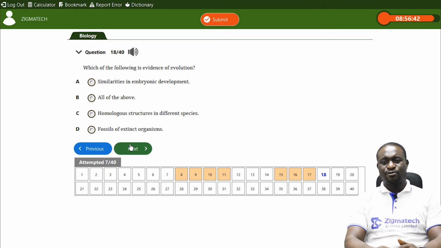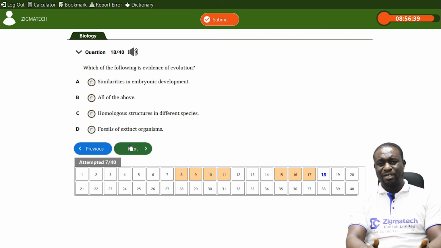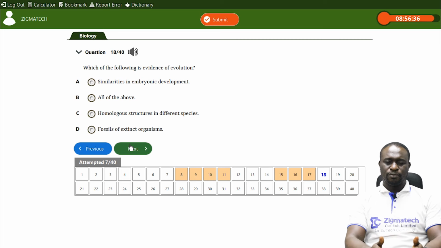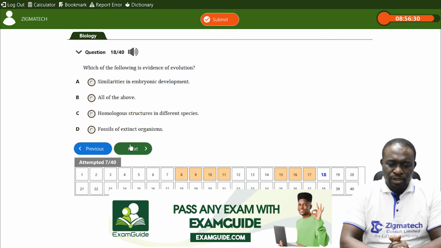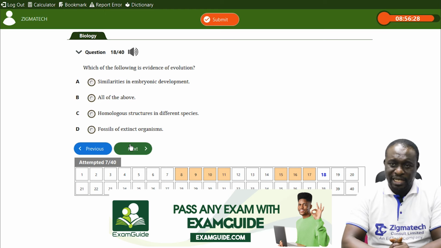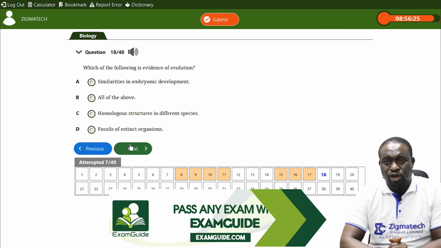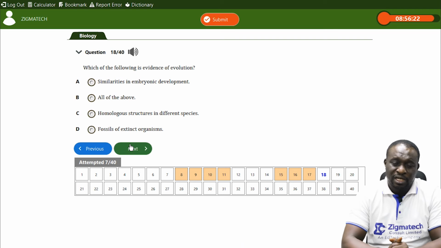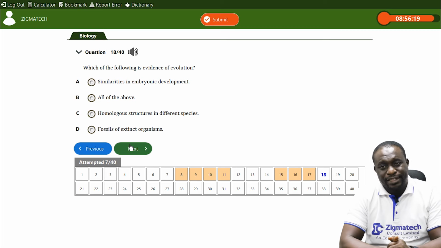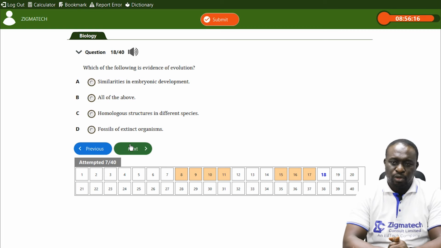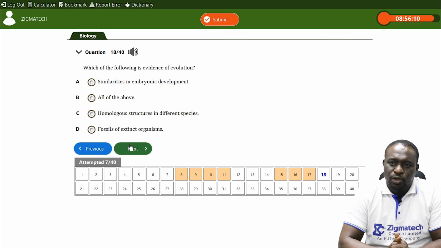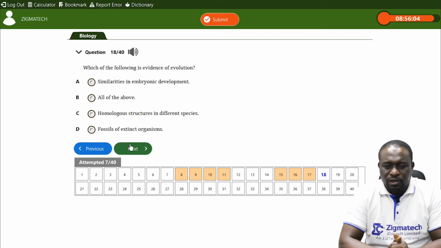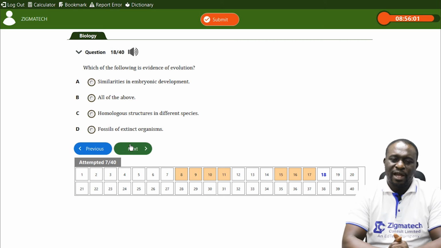And then option D said fossils of extinct organisms. Remember I said that one of the evidences of evolution is fossil records, okay? So what is our answer to question 18, which of the following is evidence of evolution? The correct option is option B, all of the above. Similarities in embryonic development, homologous structures in different species, fossils of extinct organisms, all of these are evidences of evolution.